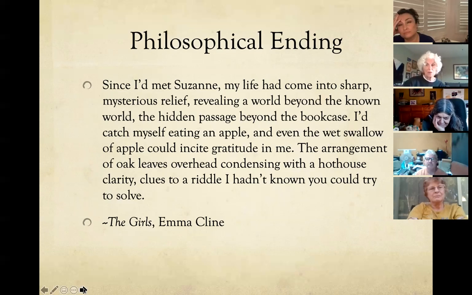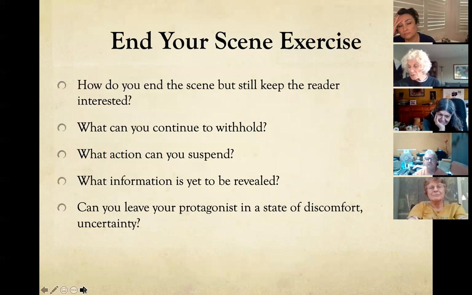And she's saying, I'd catch myself eating an apple, and even the wet swallow of apple could incite gratitude in me. The arrangement of oak leaves overhead, condensing with a hothouse clarity, clues to a riddle I hadn't known you could try to solve. So this whole passage is her life already changed and different, and she wants to know this woman more. It's not action, there's nothing major happening, but it leaves us wanting a little bit. We want to know what's going to happen now. So 2 different kinds of endings, and this would be the exercise we could do, but I want to move on to Sochi.